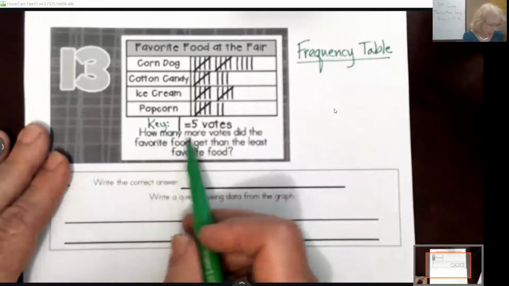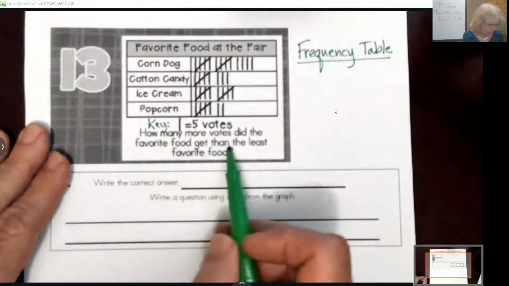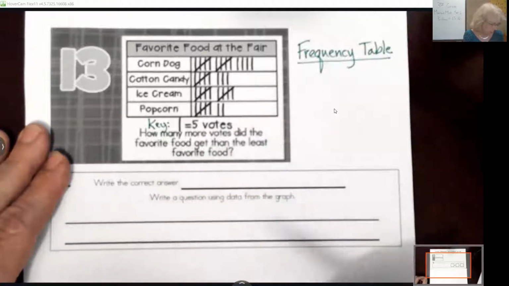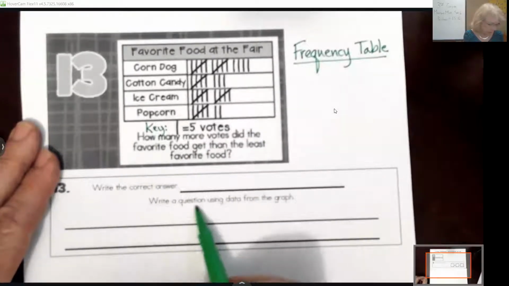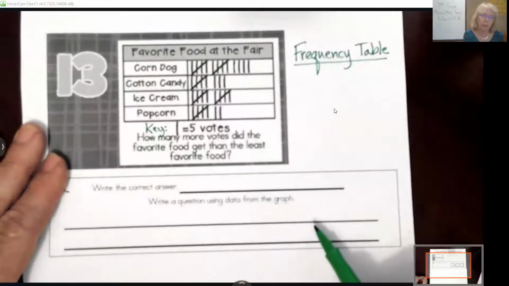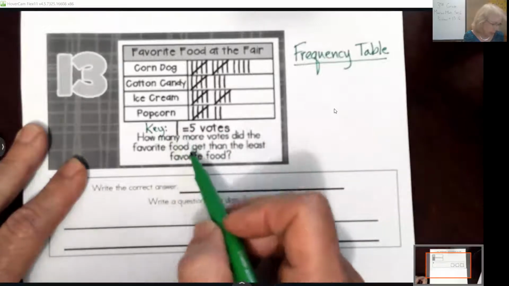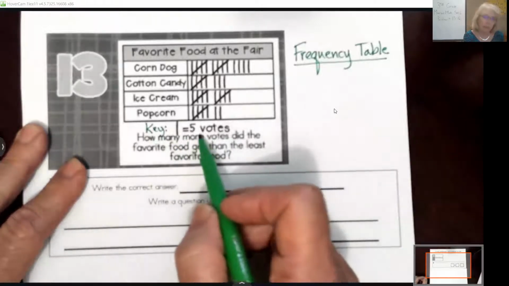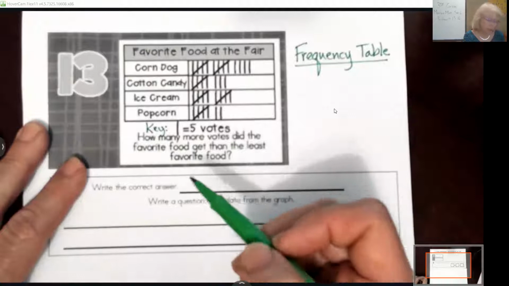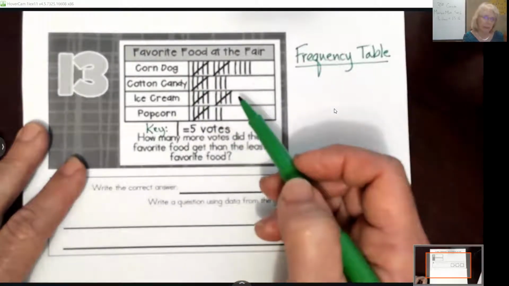And it asks, how many more votes did the favorite food get than the least favorite food? Write the answer and then write a question using the data from the graph. Okay, this is a little complicated in that one tally mark is not equal to 1 vote, it's equal to 5 votes. So first let's count up the tally marks and see what we have.